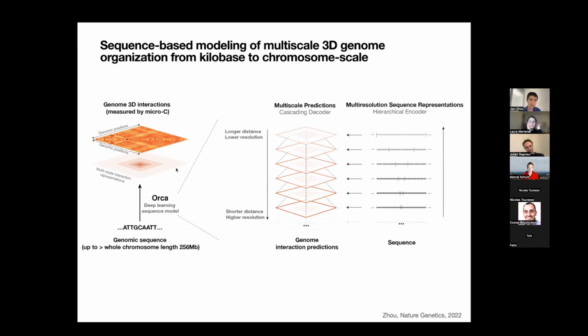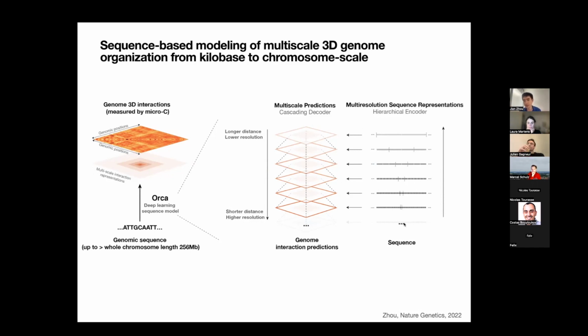For the longer distance interactions, we represent it with lower resolution, and then we zoom in iteratively into the region of interest and use higher and higher resolution to represent those different spatial scales. In this way, we can use a fixed size matrix to represent those 3D interactions at different spatial scales. And to be able to generate those series of multi-scale predictions, we also generate a series of sequence representations at different spatial resolution, right? So the prediction goes in this order.